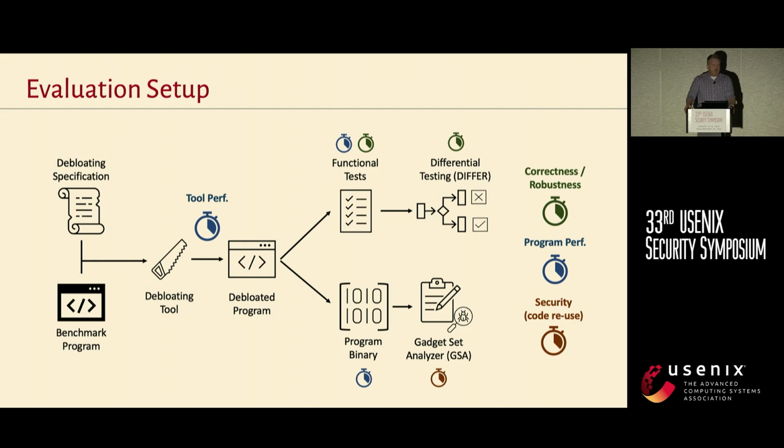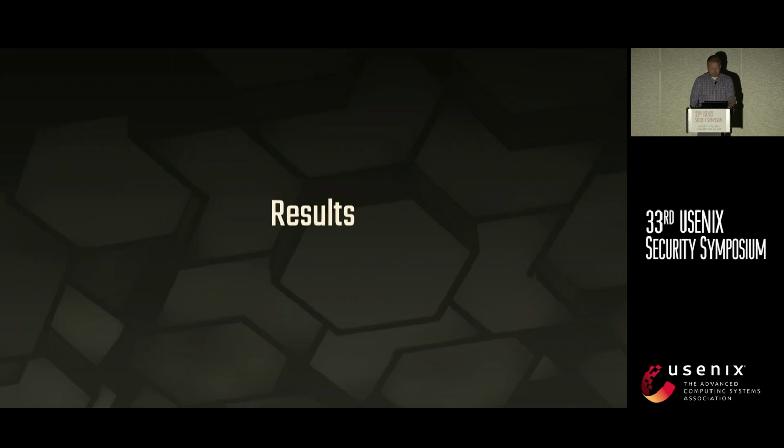We also analyzed the program binary itself to take a look at its size and number of linked libraries it was still dependent upon. And then we also did a security analysis using a tool called the gadget set analyzer, which analyzes the code reuse gadgets within a program to determine if debloating has made an exploit writer's job easier or harder by removing or changing the gadgets that are present in the program.